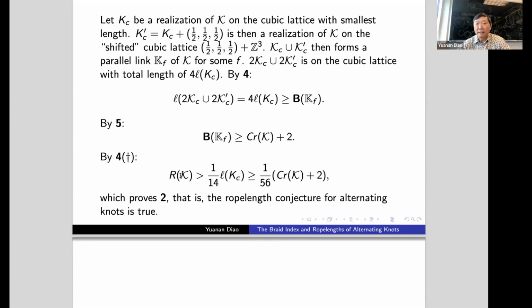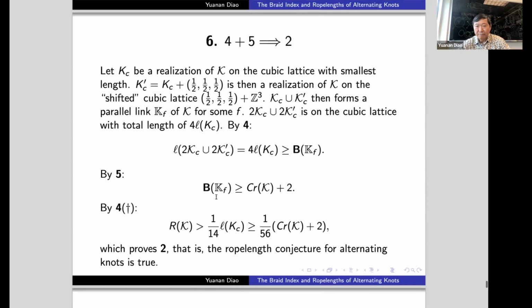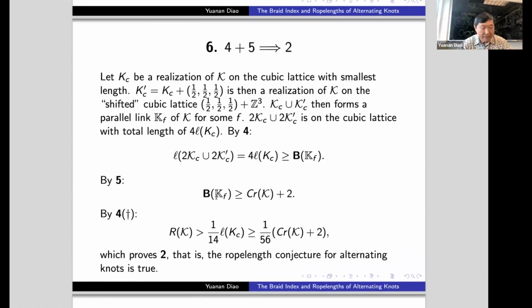And here, on the left side, that's the rope length of your alternating knot. So it doesn't matter what alternating knot you have. It is always bounded below by this constant times its crossing number. That proves the conjecture is true for the alternating knot. And that's the end of the story. I'll stop here.